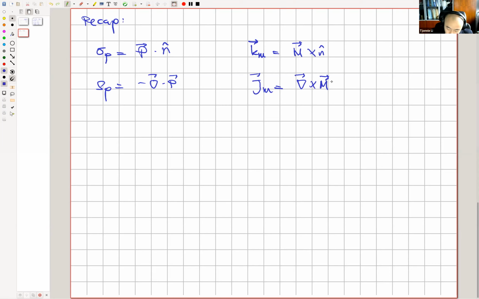Okay. So once we've identified these, we can actually define two new fields. So that D is the displacement field, which is defined by epsilon naught E plus P, and then H is just 1 over mu naught B minus M.